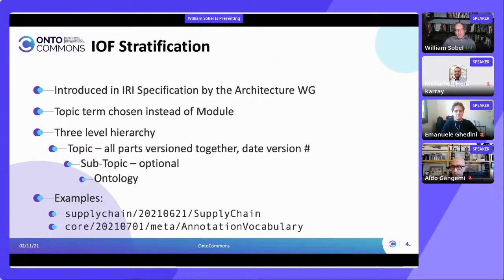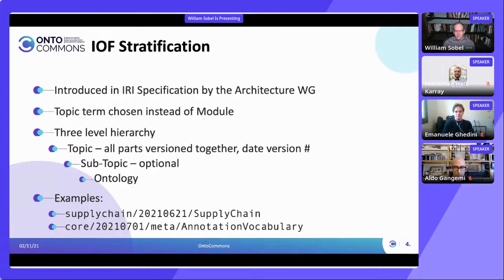One of the areas where we addressed this was actually the IRI specification, where we started looking at some of the modularization. One thing that we looked at is actually not so much modularization per se, but more from a topic hierarchy, topic breakdown. So to stratify across topical areas and then create subtopic areas and then ontologies within those subtopics. The idea was, from a release and process perspective, because we're always looking at it from the process perspective, that the topics are going to be versioned together with a single date version number. The subtopics and ontologies are then within that higher level topic.